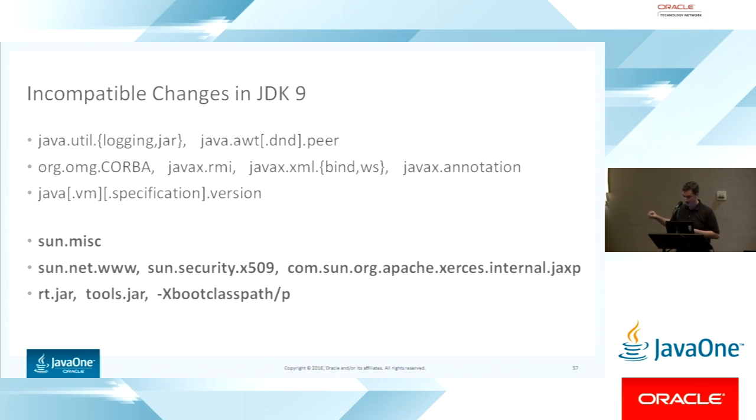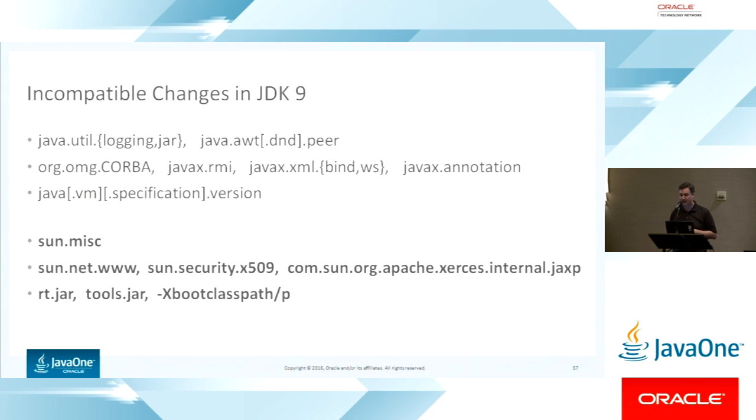Second, many JDK internal APIs are not exported. Code that tries to access even public types in the sun.net.www package, or sun.security.x509, or com.sun.org.apache.xerces.internal.jaxp, I could go on, will fail with an IllegalAccessError. The only way to regain access is with a command line flag.